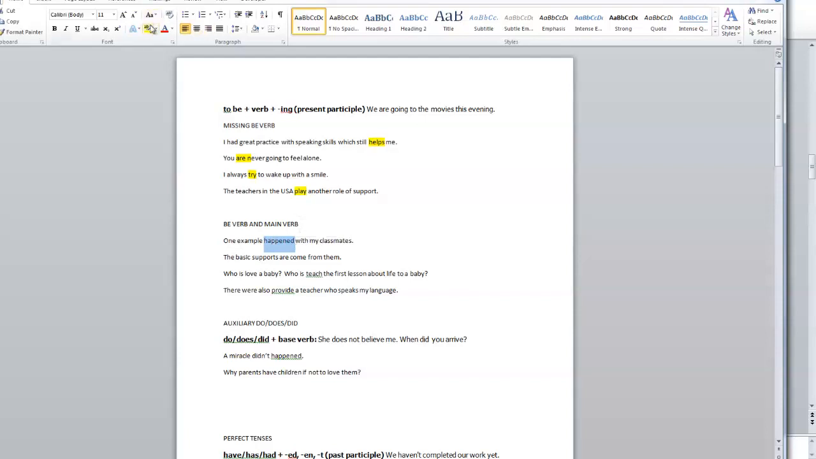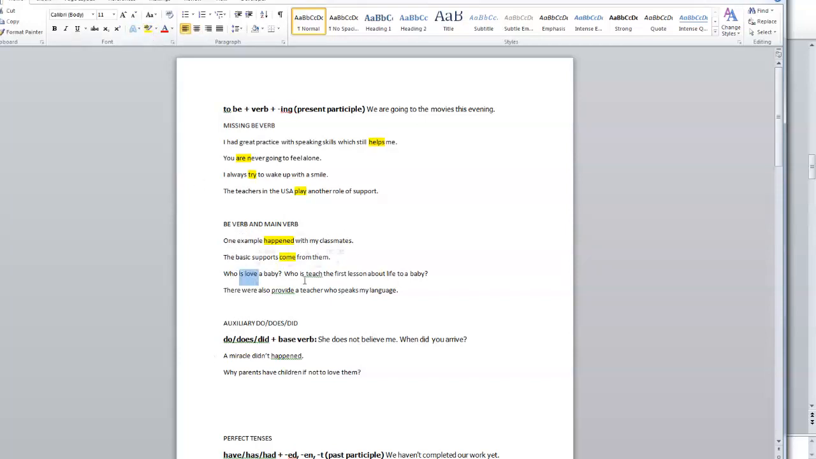Okay, could we also say one example was happening with my classmates? Yes, we could. But remember, that means it was in progress at a certain time. The basic supports are come from them. Here again, we have that be verb and a main verb. We never, ever, ever want to see that be verb and a main verb without an ending. So we could say the basic supports are coming from them. Or even better, use simple present. The basic supports come from them.